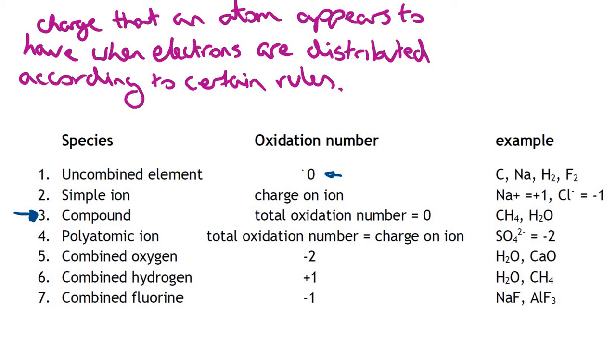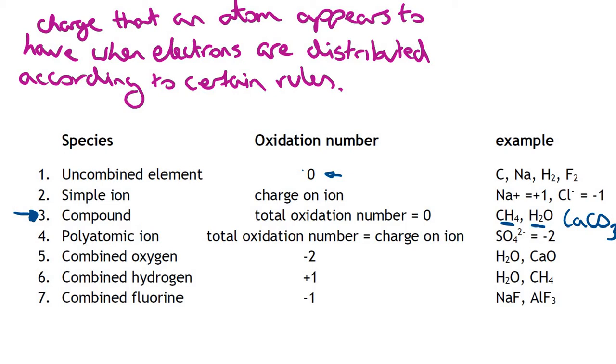Next we look at a compound, and the main thing we note is that overall in a compound the total oxidation number has to equal 0. It could be methane, it could be water, it could be calcium carbonate. Overall that compound will be 0. I'll be discussing polyatomic ions in more detail when we do the chemical formula section, but a polyatomic ion is basically an ion that contains atoms that are covalently bonded, but overall it has a charge on it.